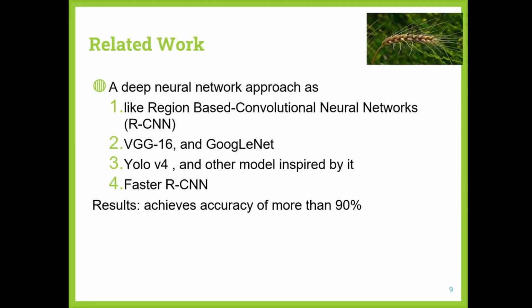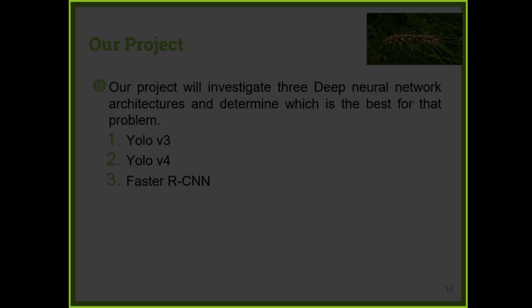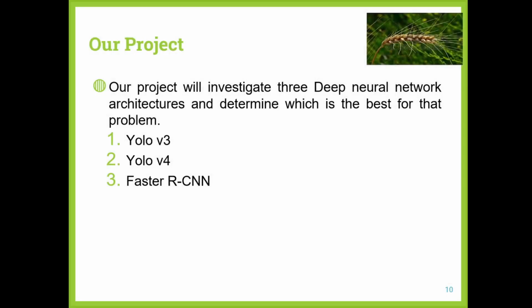Recent papers try deep neural network approaches like RCNN, GoogleNet, YOLO version 4 and Faster RCNN, and they have accuracy of more than 90%. Our project will investigate 3 deep neural network architectures and determine which is the best to solve this problem. These architectures are YOLO version 3, YOLO version 4, and Faster RCNN.